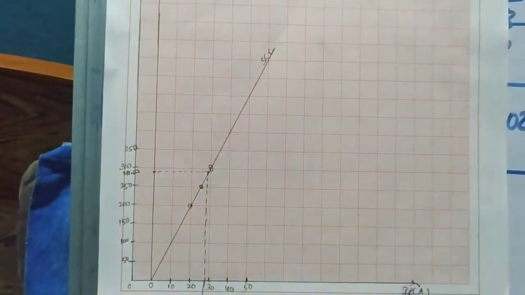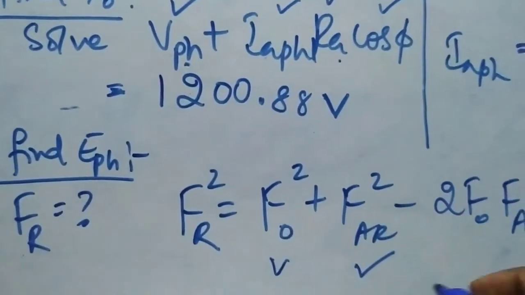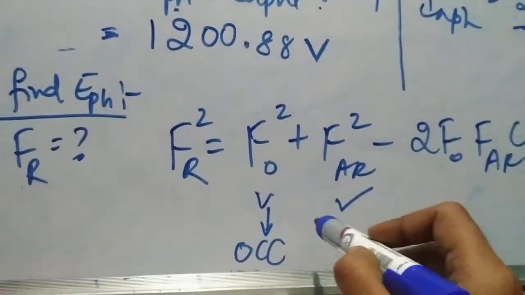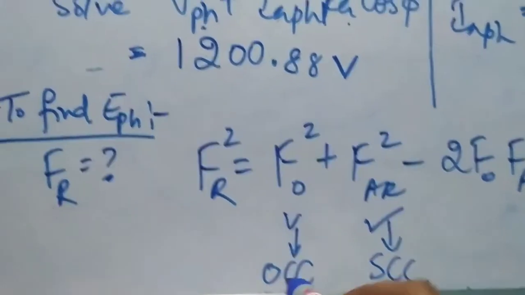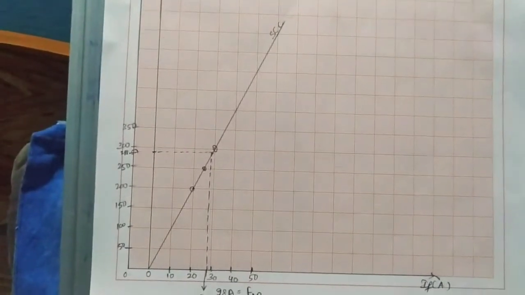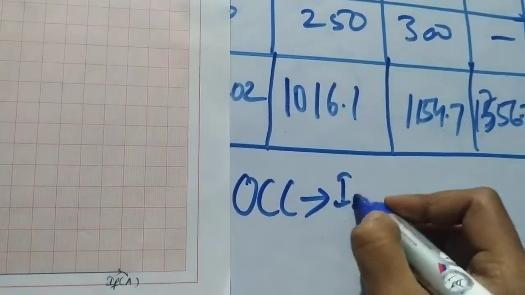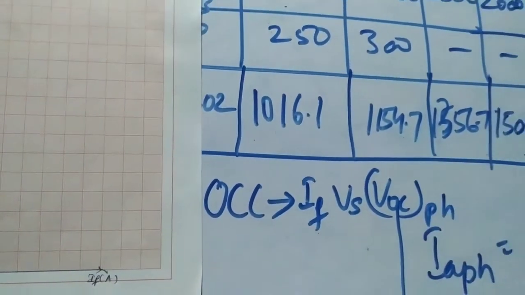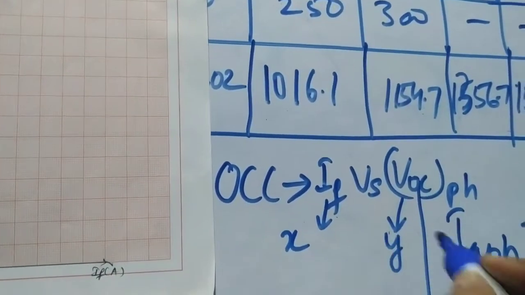Before that we have to plot an OCC curve. So this is what we have observed. To get the value of F0, we need to plot the OCC curve, and to get the value of FAR we need to plot the SCC curve. So now let us plot the OCC curve. What is an OCC curve? Open circuit characteristic. That characteristic is nothing but IF versus VOC phase, right? So IF will be on the x-axis and VOC phase will be on the y-axis.